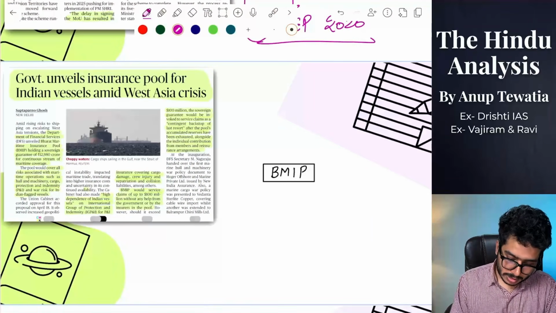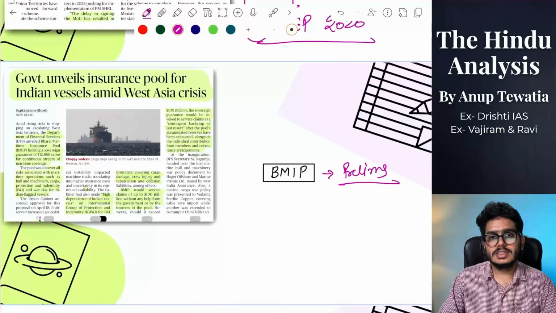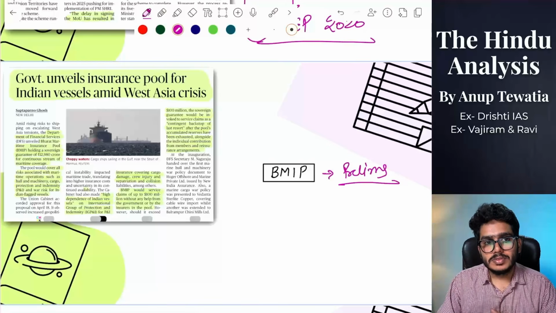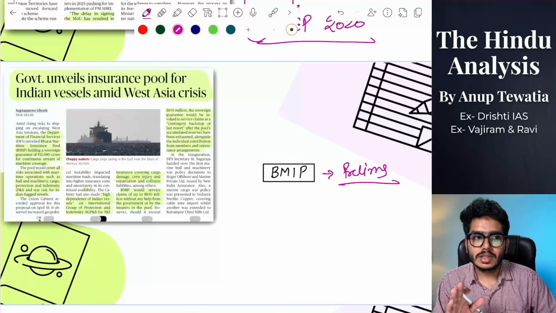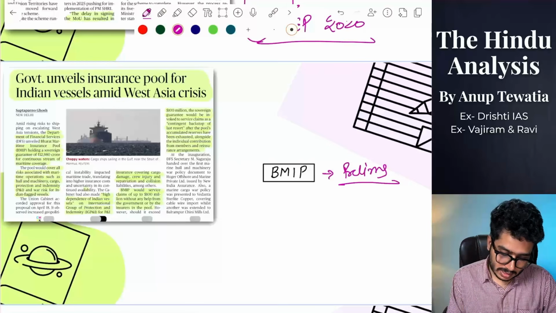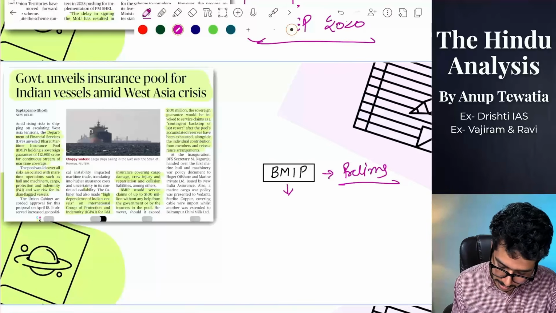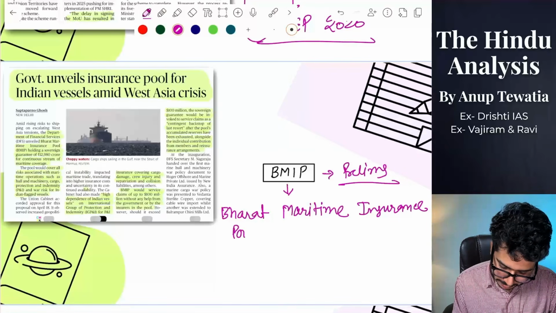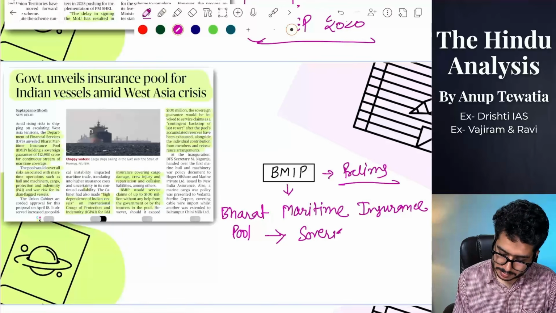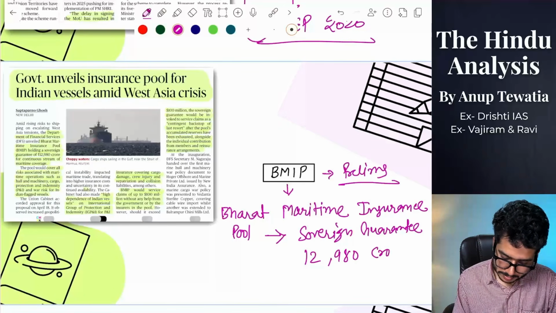Now, this is important for prelims. We all know there is a war going on in West Asia, because of which there is a blockade of the Strait of Hormuz. This is why no insurance company is coming forward, and insurance of the shipping industry is highly concentrated in England. So the Indian government has unveiled the Bharat Maritime Insurance Pool. It will be a sovereign guarantee of 12,980 crore Indian rupees.